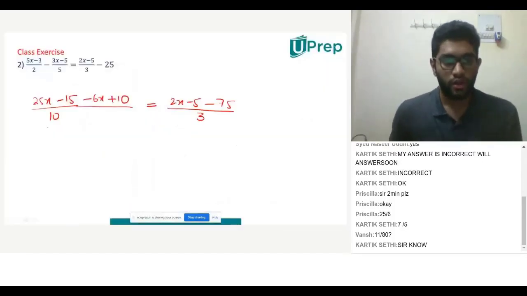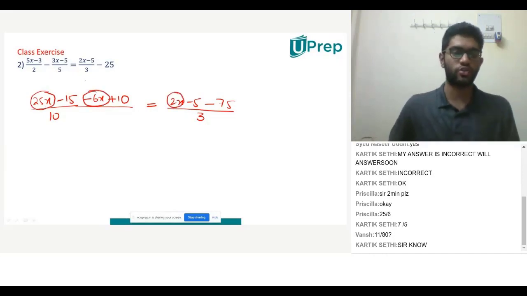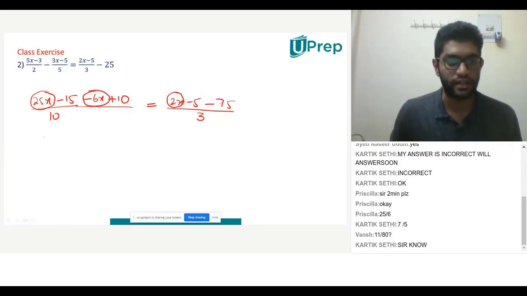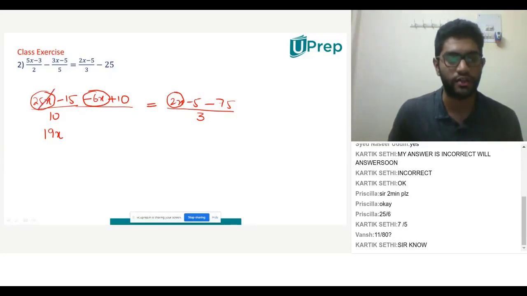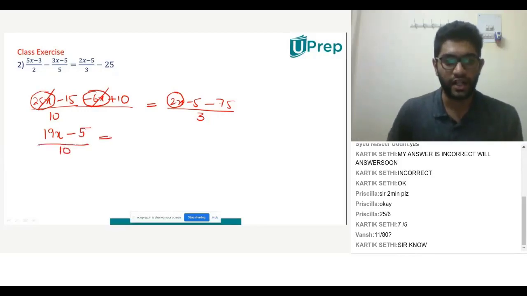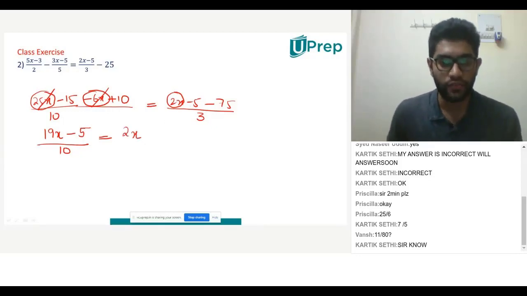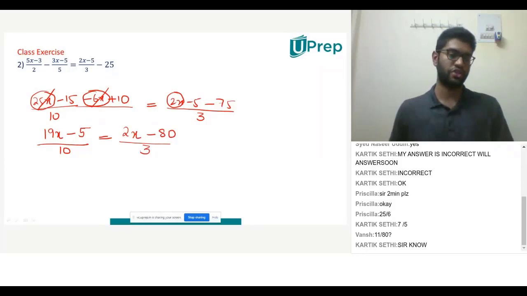So now that we have gotten rid of the brackets, we're just trying to get the similar or the like terms together. x and x, and the other constants together. Now, 25 minus 6 is 19x. 25x minus 6x is 19x. So we have gotten rid of this and this. Minus 15 plus 10 is minus 5. Am I right? And the denominator is still the same. On the right hand side, we just have one x term. So let it be 2x. Minus 5 minus 75 is minus 80. And the denominator does not change.